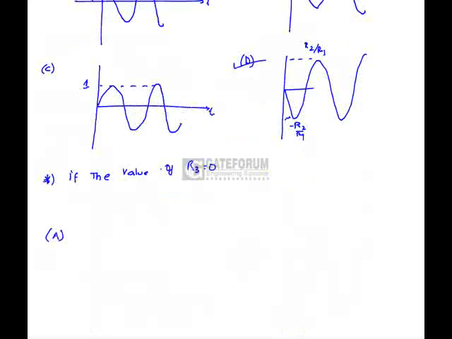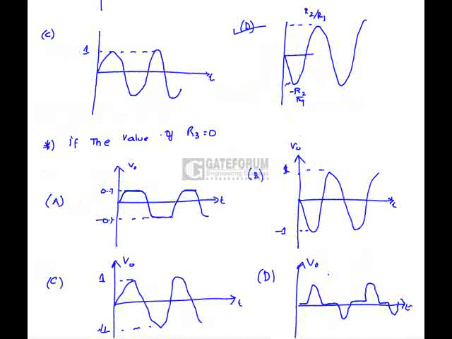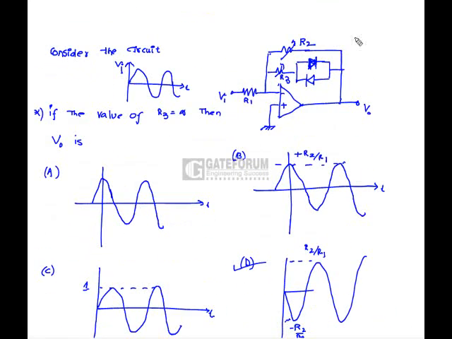Here, in this case, this diode must be connected in this way. But it doesn't affect the answer at all, because if R3 is infinite, the diode circuit is not going to be there. But whenever R3 is equal to 0, it is going to have a crucial role now. See, just look at it.